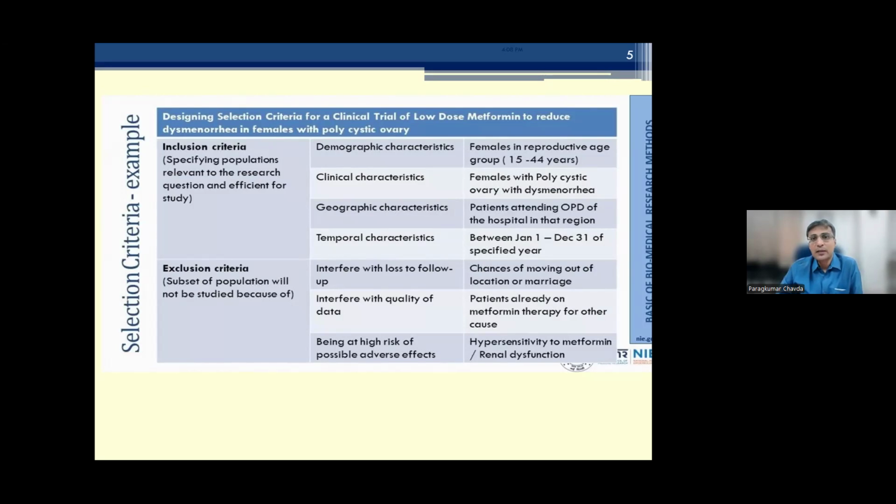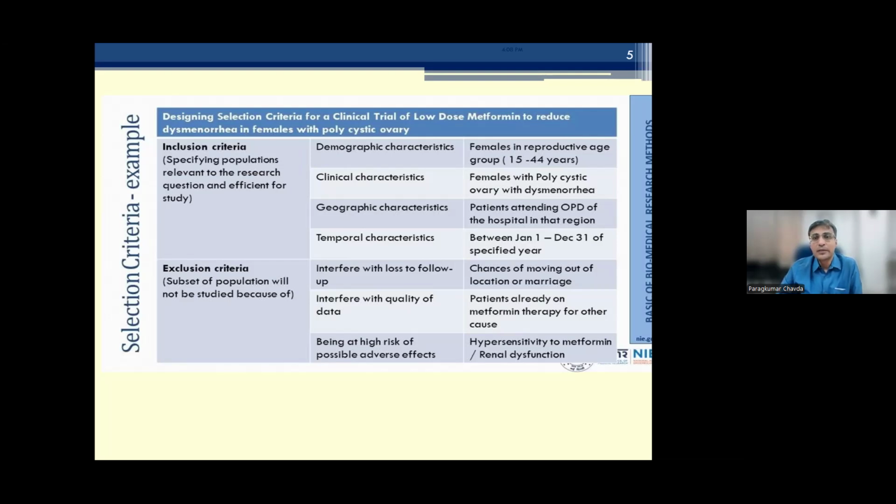So females in the reproductive age group is the demographic characteristic. Females with polycystic ovary with dysmenorrhea is the clinical characteristic that we are interested in. So both of these together make the target population of interest for our study. Now, how do we define the accessible population?